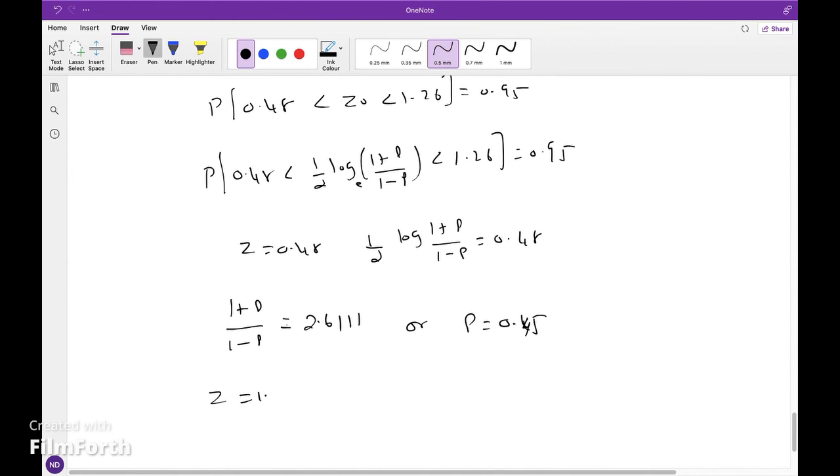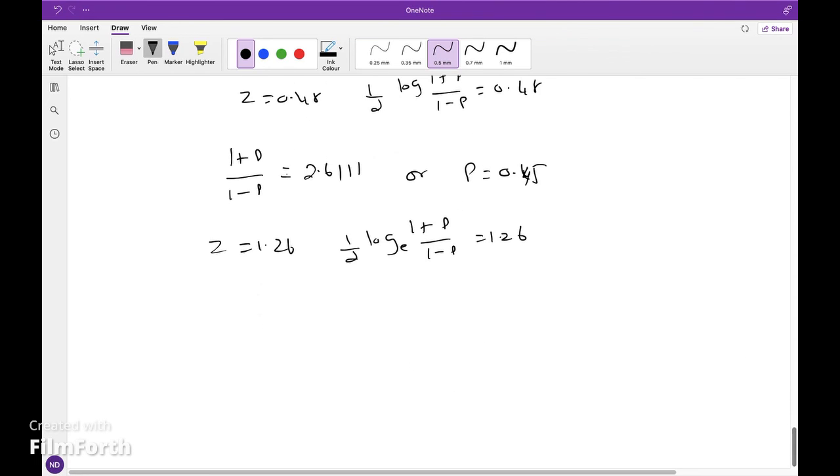But z equal to 1.26. In that case 1/2 into log e (1 + rho)/(1 - rho) is equal to 1.26. So cross multiply and find the value of (1 + rho)/(1 - rho), that is 12.43. Use the calculator, or rho is equal to 0.85.